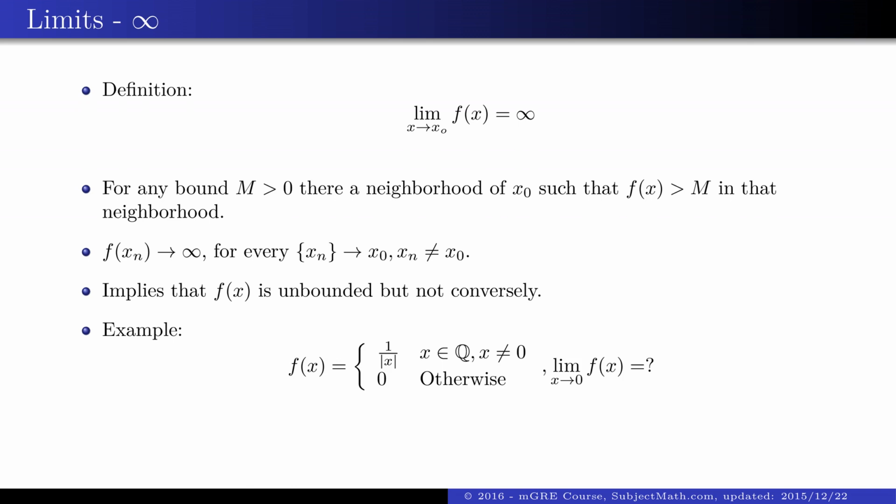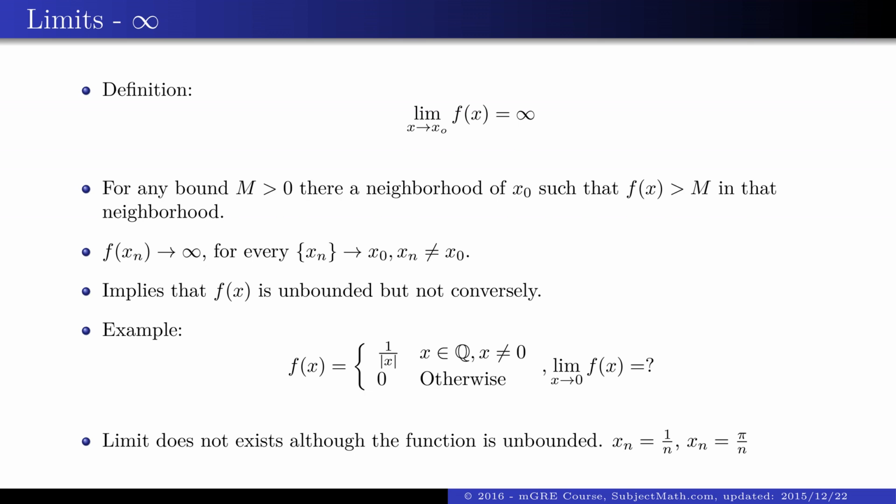For example, consider this interesting function that is defined in one way on all the non-zero rationals and 0 otherwise. The function is unbounded at every neighborhood of 0. However, the limit is not plus infinity. Why? We can find two different sequences that approach 0. One with rational numbers and the other with irrational numbers. Convince yourself that in those two cases, the limit of f(xn) is different.